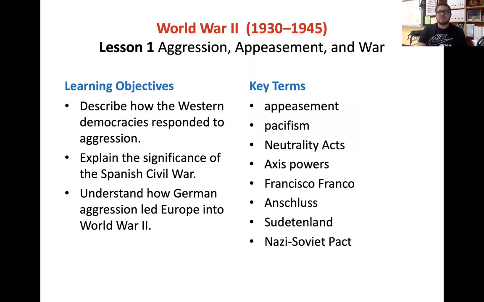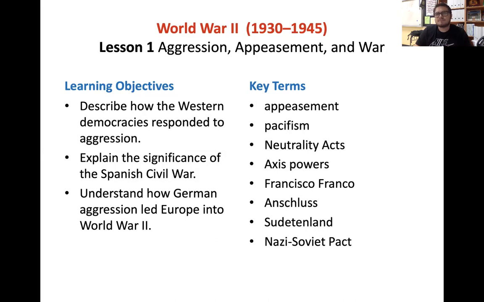Our learning objectives are to describe how the Western democracies responded to aggression, explain the significance of the Spanish Civil War, and understand how German aggression led Europe into World War II. Key terms: appeasement, pacifism, neutrality acts, Axis powers, Francisco Franco, Anschluss, Sudetenland. I'm not German, so I can't really say those words. And the Nazi-Soviet Pact.